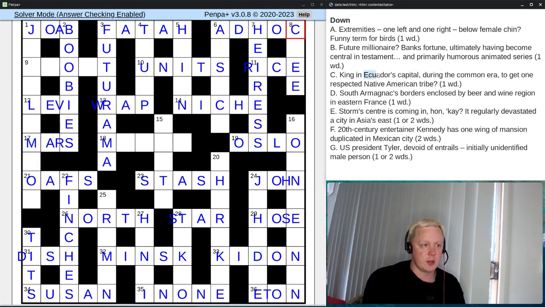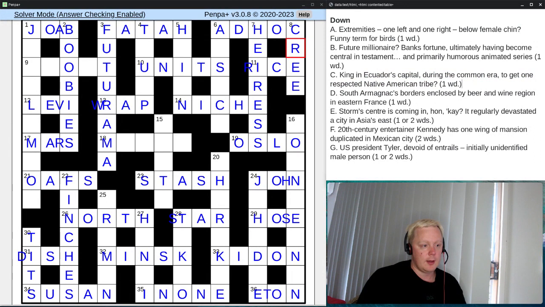First we need Ecuador's capital during the Common Era. So E, the capital letter of Ecuador, inside the Common Era. So this is the CEE here. And then an abbreviation for king is inside that. So king can be abbreviated R from Latin rex. So R here. And that is one respected Native American tribe, question mark, is Cree.